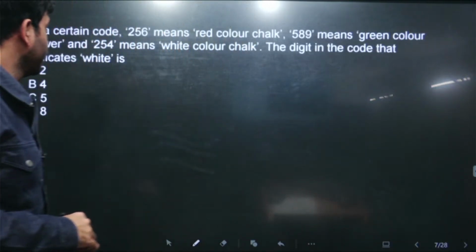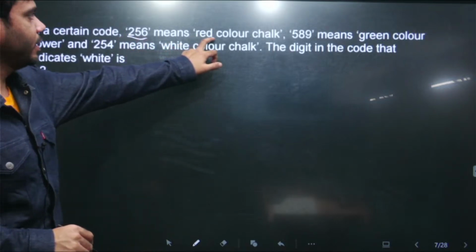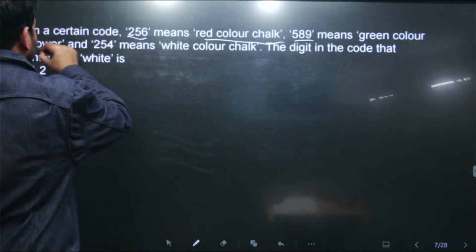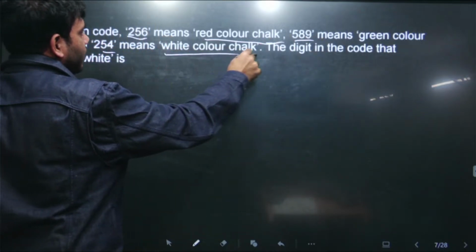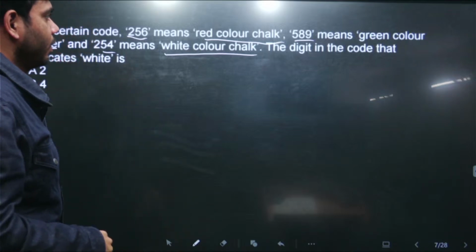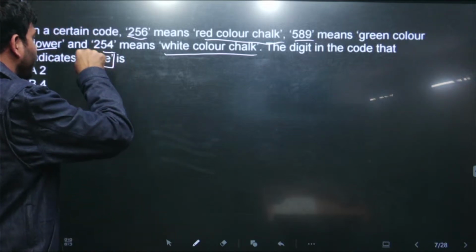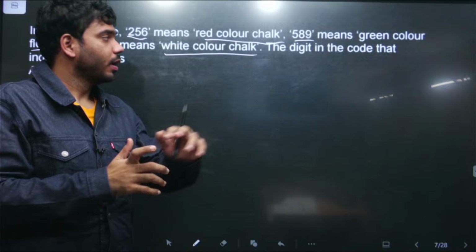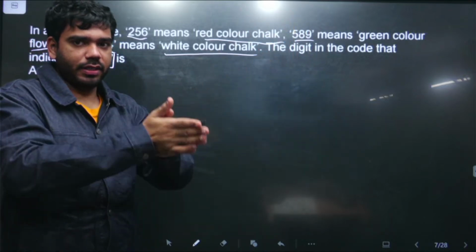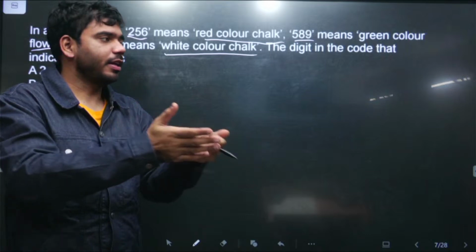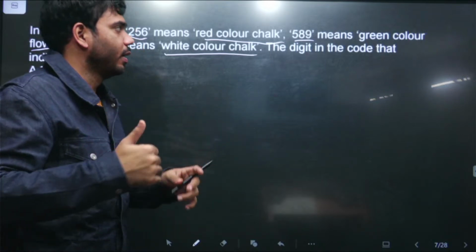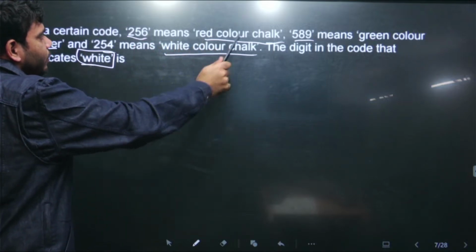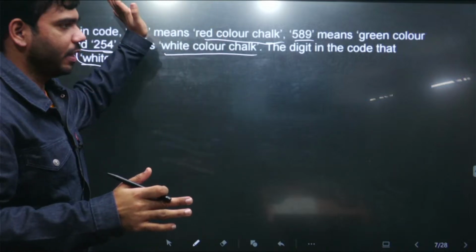This is the next question, and it is saying in a certain code 256 means red color chalk, 589 means green color flower, and 254 means white color chalk. We need to find the digit that codes the word white. In these kinds of questions, remember two things. First of all, the arrangement of numbers and the arrangement of the respective words are not correlated. It means directly we cannot say 2 means red, 5 means color, and 6 means chalk. There can be interchange between the words and the numbers also.